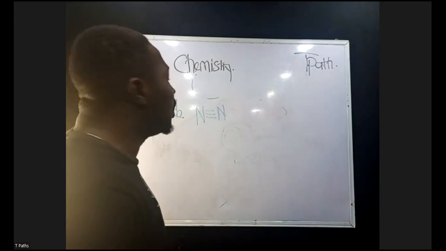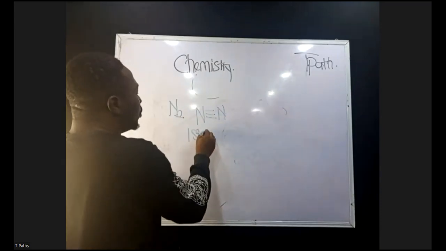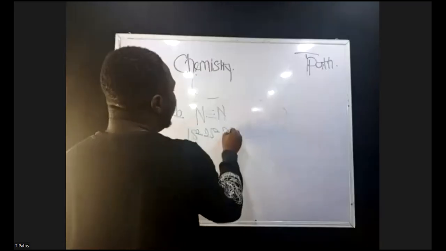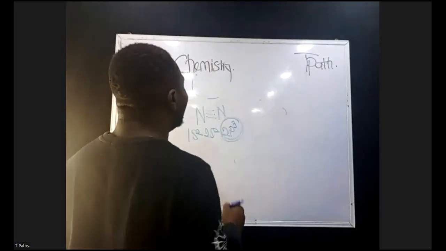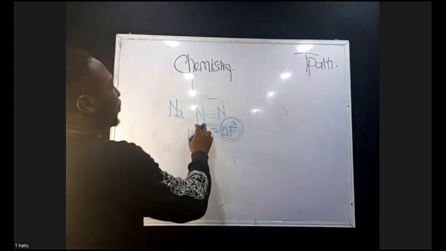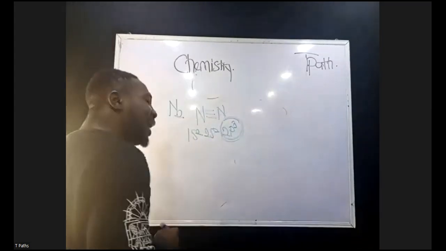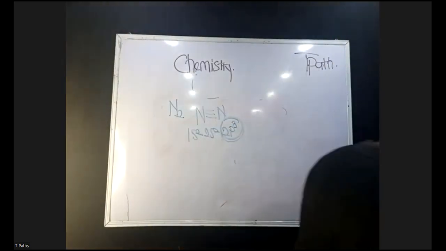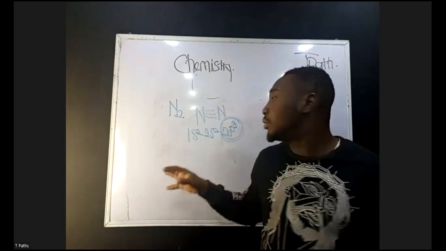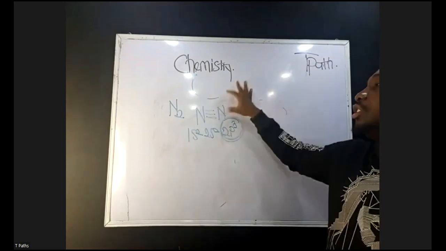So nitrogen has 1s2, 2s2, 2p3. So it has 5 electrons in the outermost shell, with 3 unpaired, so it can easily give out 3 electrons. And that's why it tends to participate in bonding with nitrogen, giving out 3 electrons, and you form N2. Now, guys, this is what happened. You can see this is a triple covalent bond.